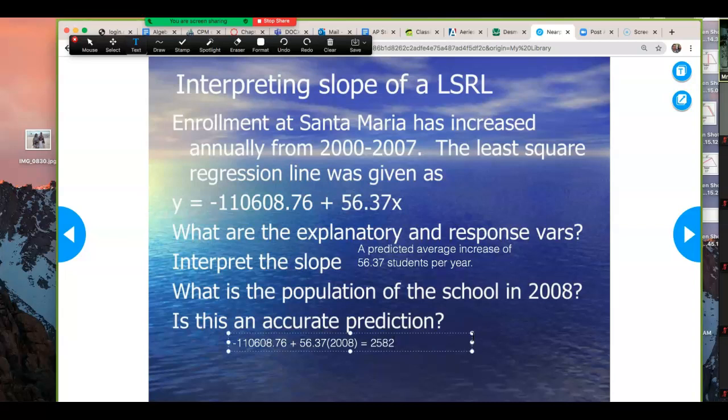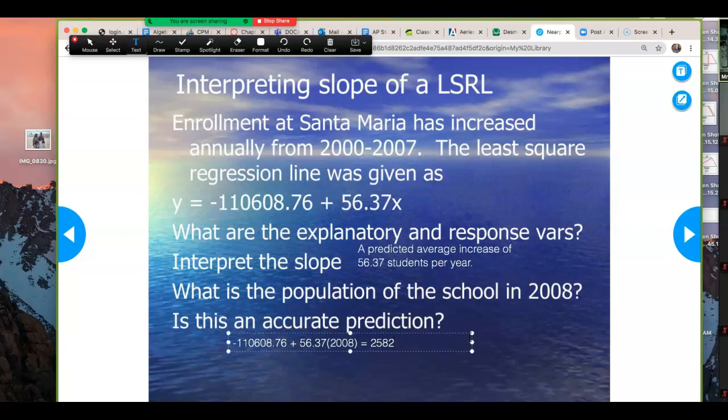So we predict an increase of 56 students from 2007 to 2008. In 2008, we predict 2,582 students in the school. And that sounds right. If you get a number like 10,000 students in our school, that would be way off.